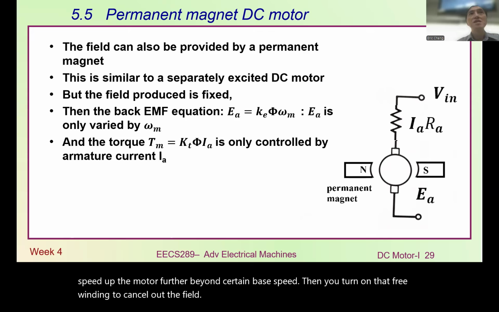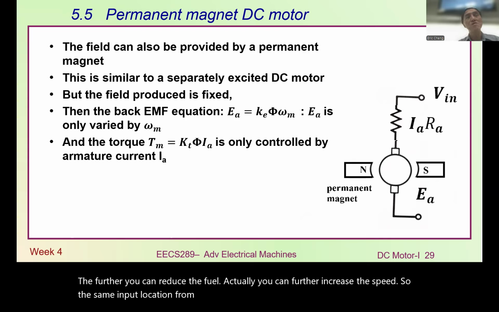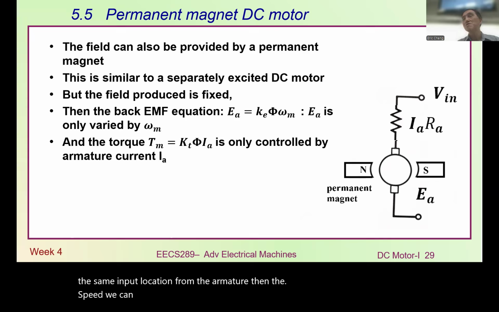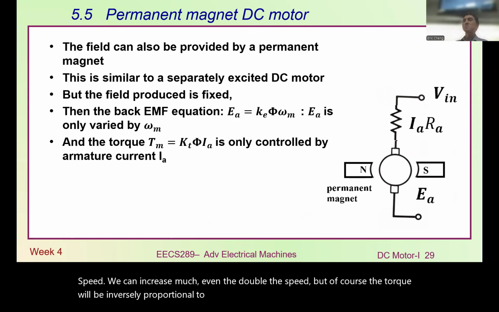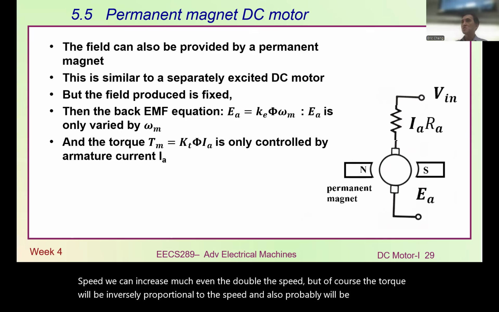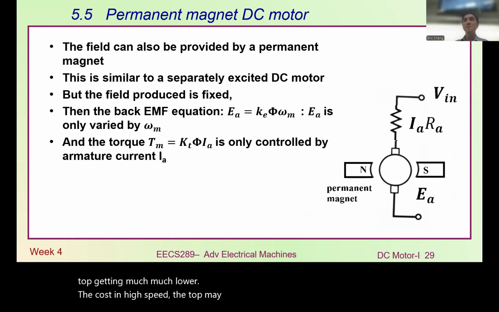The further you can reduce the field, actually, the further you can increase the speed. So with the same input voltage from the armature, the speed can increase much, even double the speed. But of course, the torque will be inversely proportional to the speed, and also probably the flux. So the torque gets much lower. But of course, at high speed, the torque may not be too important.